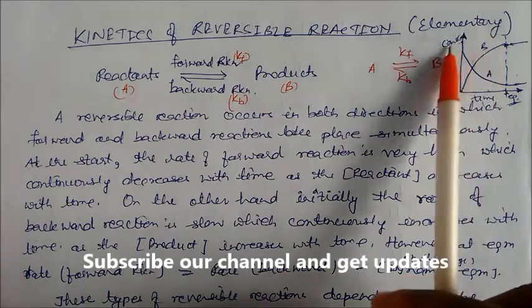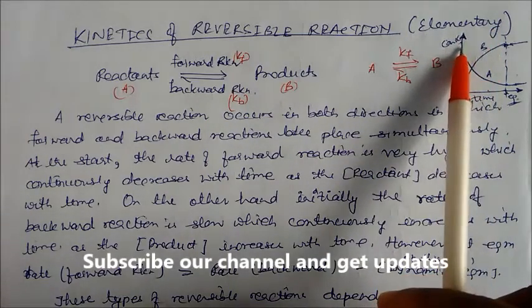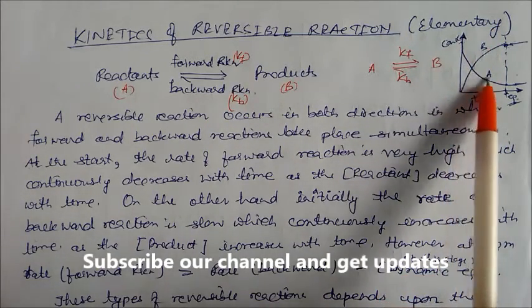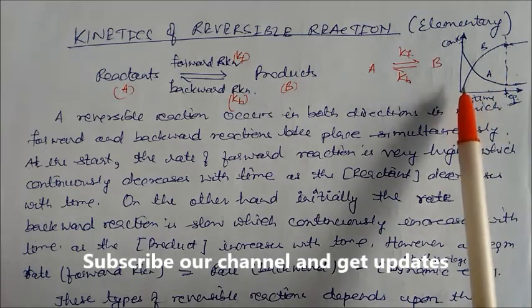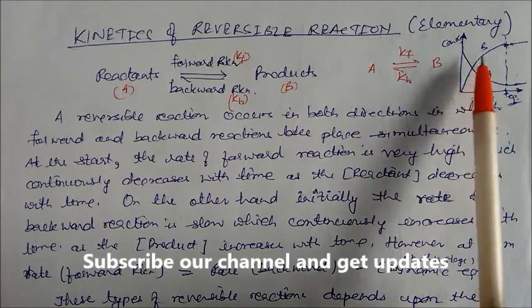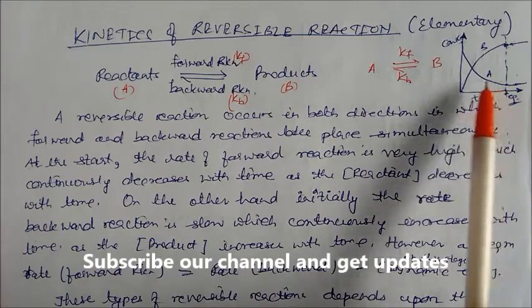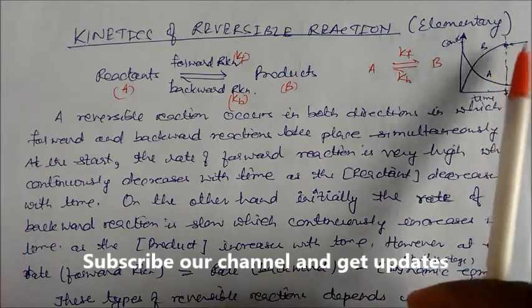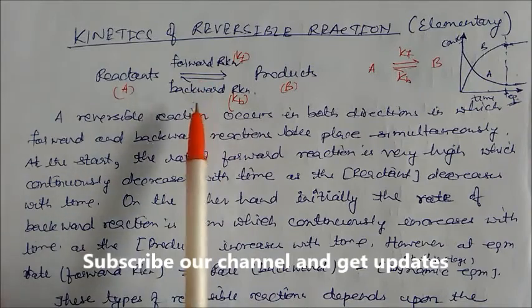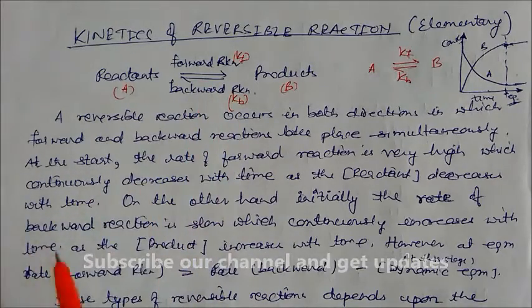So we can see this concentration versus time graph. This is the concentration of the reactant which is decreasing with respect to time, and this is the concentration of the product which is increasing with respect to time. So after time t, the rates of reaction become equal to each other. This means the rate of forward reaction becomes equal to the rate of backward reaction.